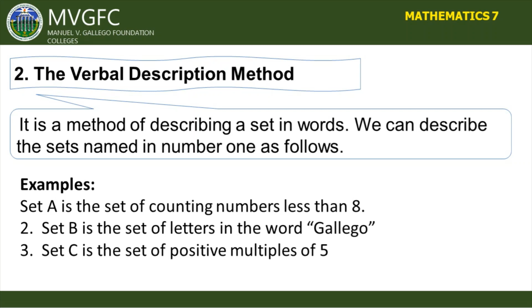Okay? So, for the last example, we have set C. For set C, it is the set of positive multiples of 5. And our set C earlier, we have the 5, 10, 15. That's why those are the positive multiples of 5.